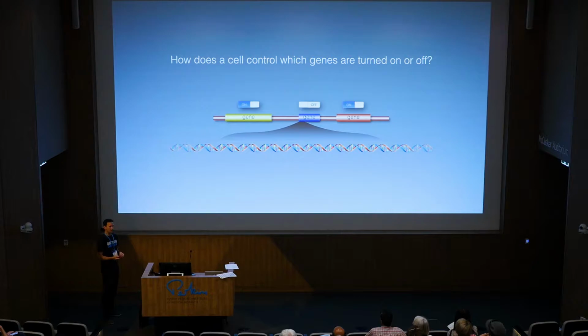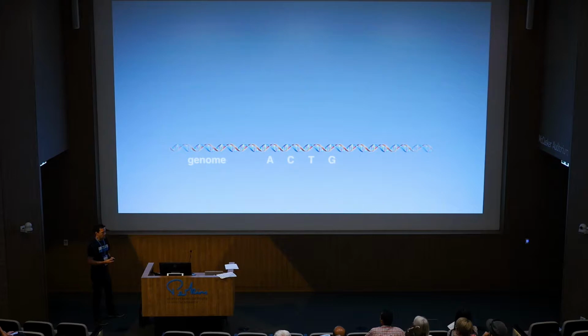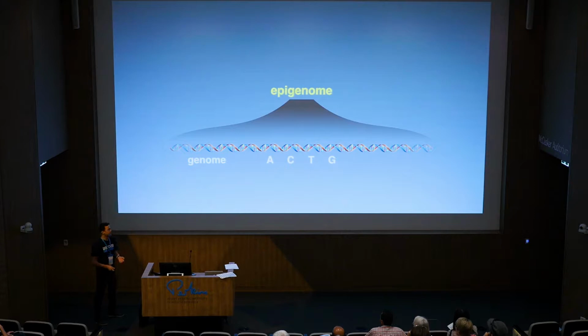So one of the main questions that we and others are interested in then is how does a cell control which genes are turned on and which genes are turned off? So we have these genes encoded within the ACTG of the genome sequence, as we've known for some time. But in addition to that, we now know that there are other layers of molecular information that sit on top of the genome called the epigenome.